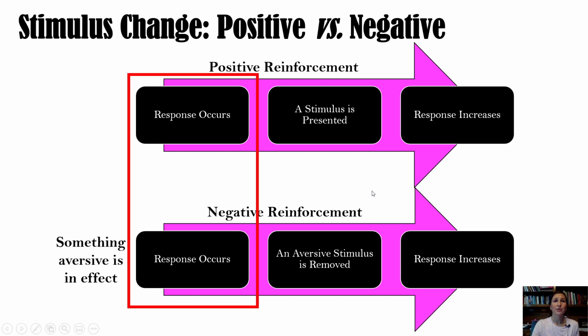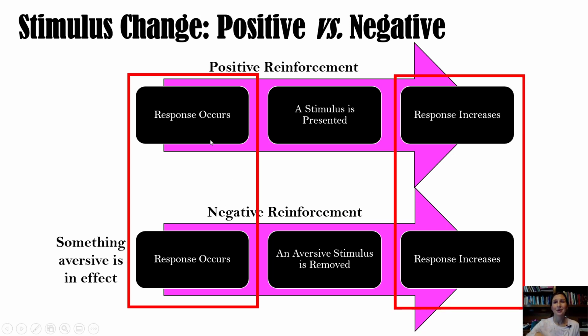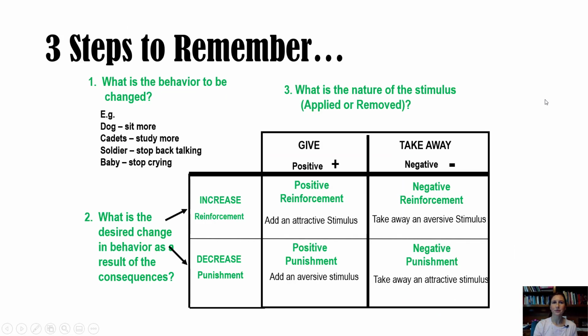All right, so with both positive and negative reinforcement, remember they're both reinforcement, in which a response occurs in both of these, and the future probability of that response increases. It just depends on if it's positive, it increases because a stimulus that they like is presented. If it's negative, it increases because an aversive stimulus that they don't like is removed. But regardless, they're both reinforcement, so they're both going to increase the future probability of the response.